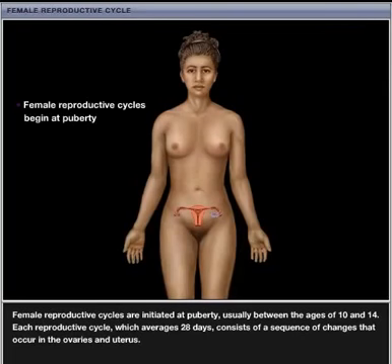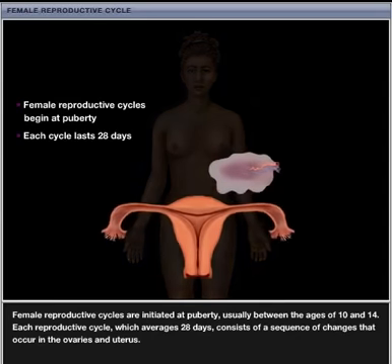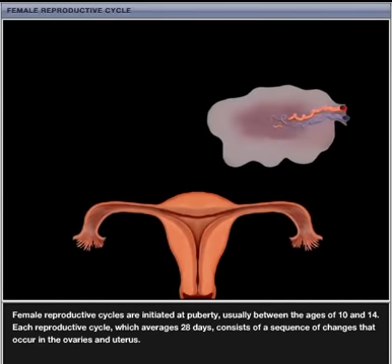Female reproductive cycles are initiated at puberty, usually between the ages of 10 and 14. Each reproductive cycle, which averages 28 days, consists of a sequence of changes that occur in the ovaries and uterus.